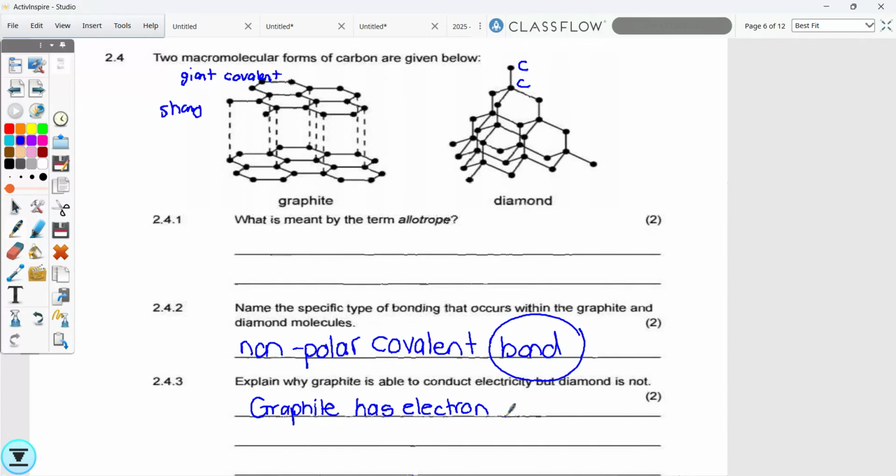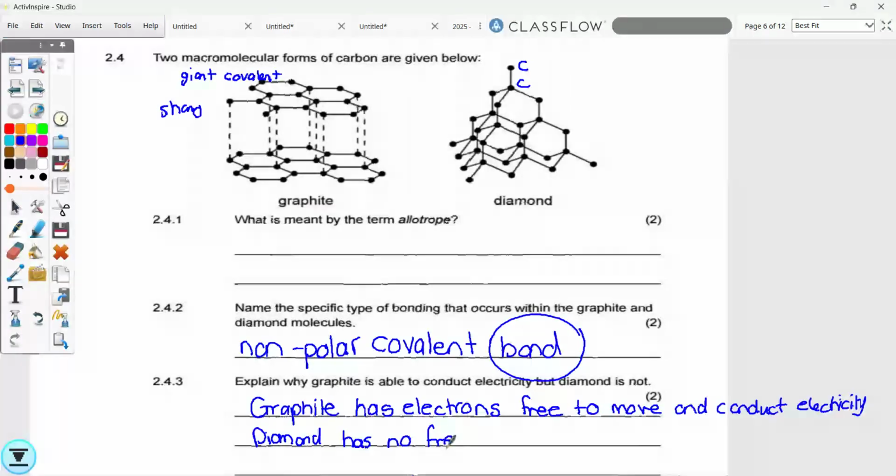Graphite has electrons free to move and conduct electricity. And diamond has no free charges or charged particles.